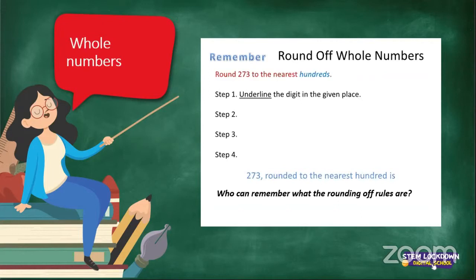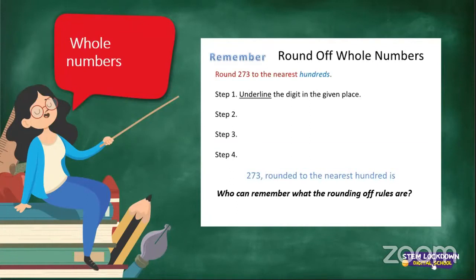So what is the third step that we do? Now that we have circled the number that is on the right of the one that we need to round off, what is the next step? Step number 3, what happens? You round off.